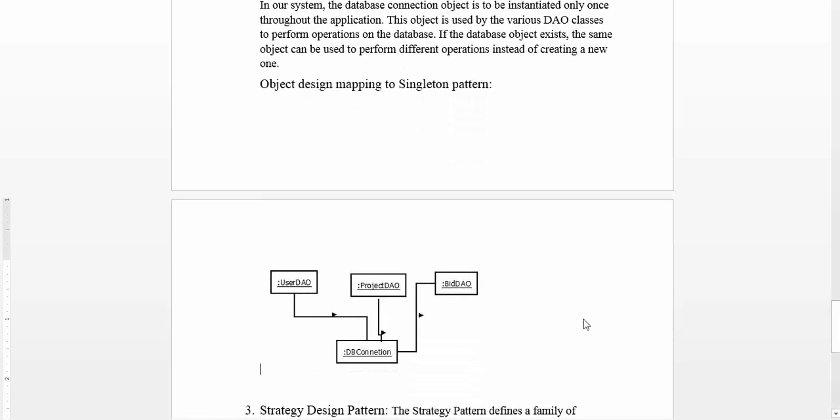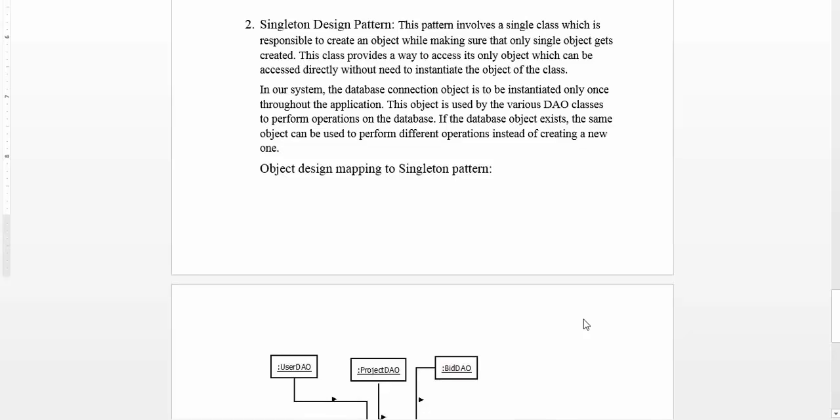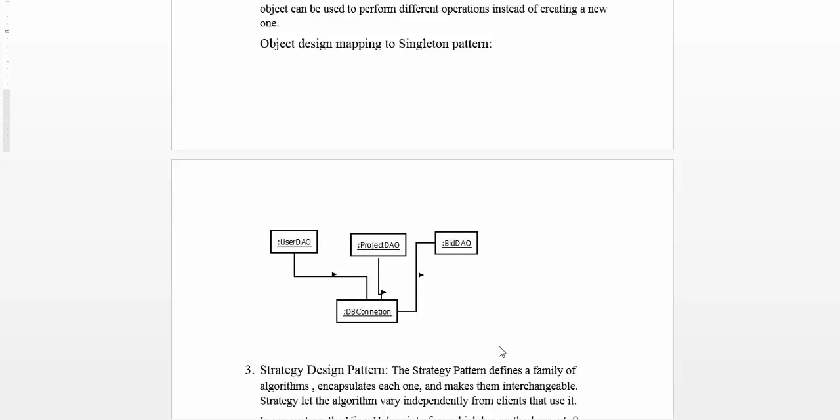Sometimes it becomes necessary in an application that only one single instance of a particular class is used. Similar is the case in our system, where only one database object is required so that interactions happen with this single instance itself, so that there is less ambiguity and less data corruption. The singleton pattern helps us to mitigate this problem. As we can see in this object diagram, a single instance of a database connection is sufficient to cater to the requests of the user, project and bid DAO.